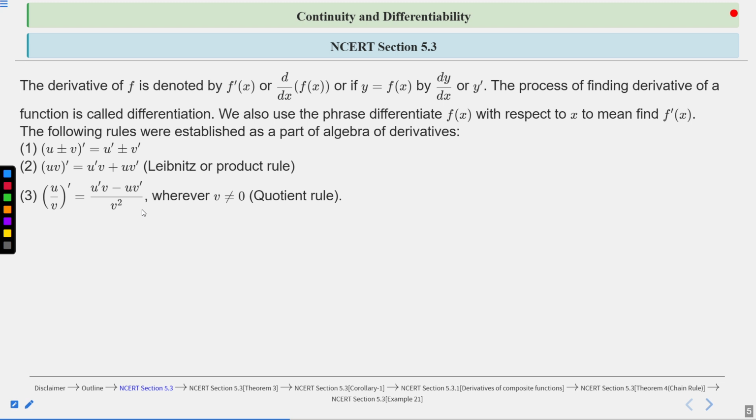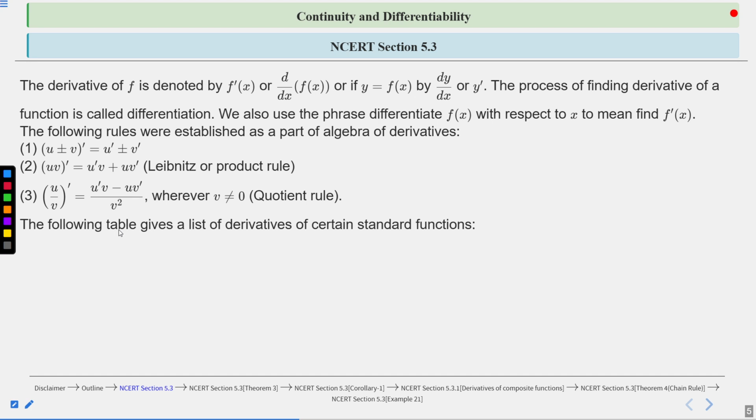Third is the quotient rule, which is (u upon v) dash will be equal to u dash v minus u v dash upon v square, where v is not equal to 0. Clear? This is called the quotient rule, okay?